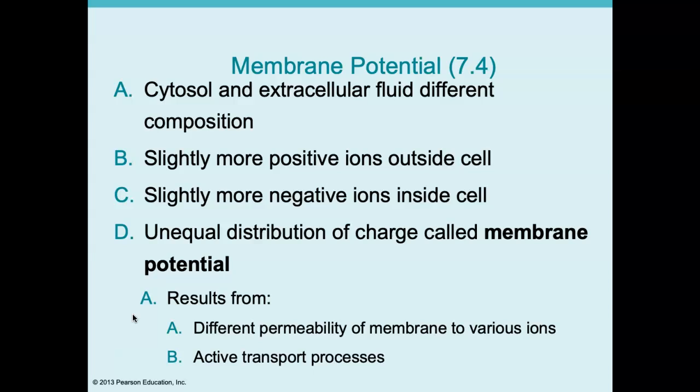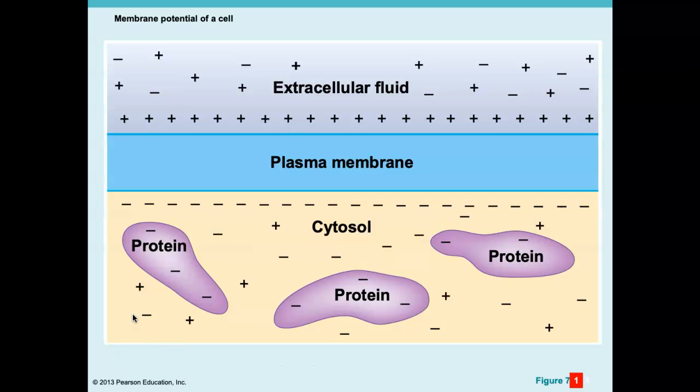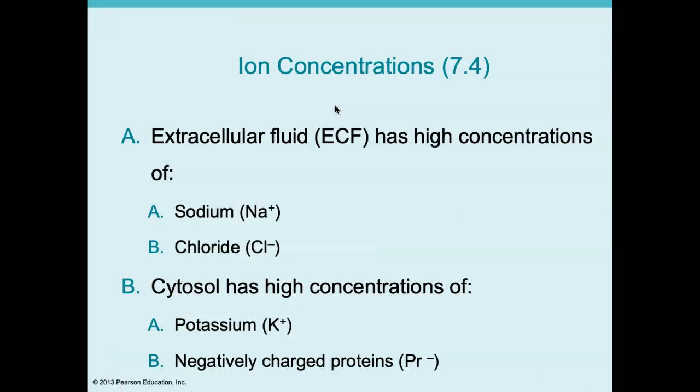The membrane is going to keep these differences because there are ions and pumps that move those ions back and forth across the membrane. So here we have a cell. The plasma membrane is right here in the center. Inside is slightly negative. Outside is slightly positive compared to inside. So outside we've got some sodium and some chloride, and inside we've got potassium and proteins.